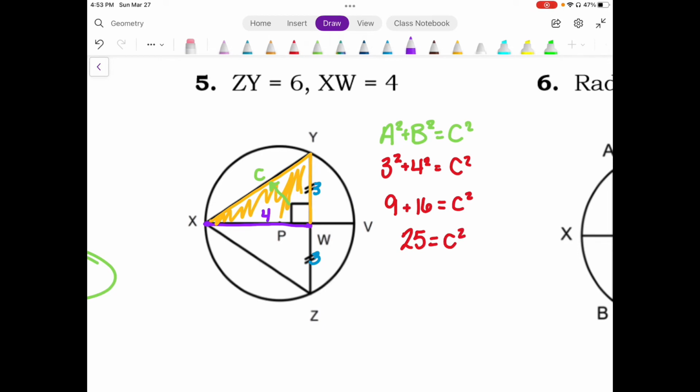I'm not done though. I need to get rid of the squared on c squared, so I'm going to square root both sides. The square root of 25 is just 5. So I've got c, no more squared because I square rooted it, which got rid of the squared. C equals 5. And remember, c was xy, so we have solved our question.